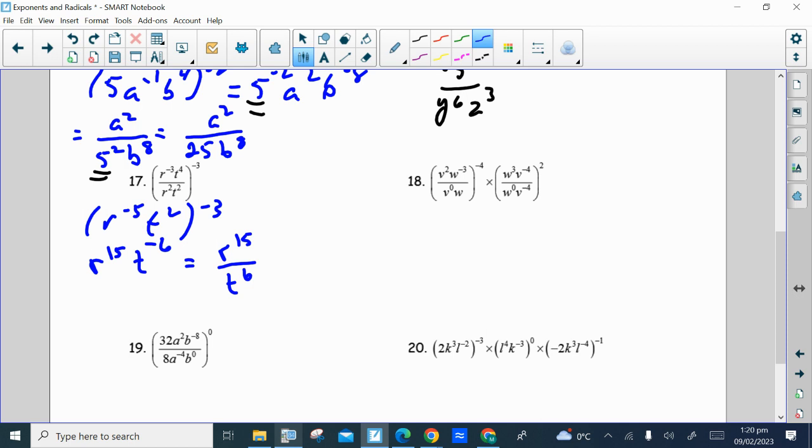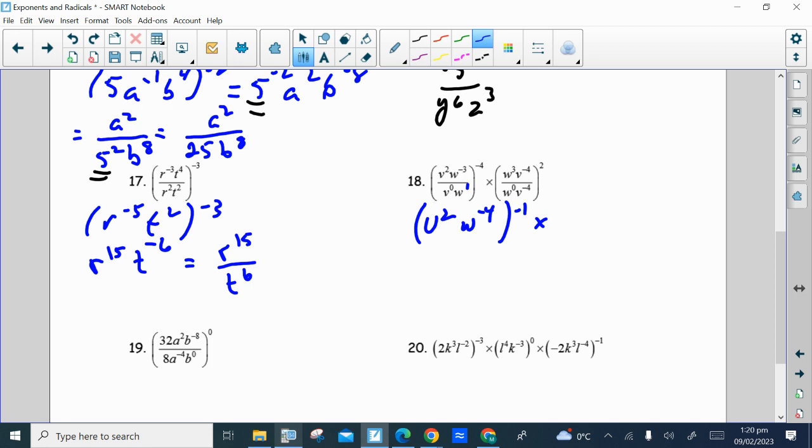Question 18. We're going to work inside the brackets first by dividing the v's. And when you divide powers of the same base, you subtract the exponents, keep the base the same. 2 minus 0 is 2. Same thing with the w's. You're going to subtract the exponents. Negative 3 take away 1 is negative 4. And that's all raised to the power negative 1.